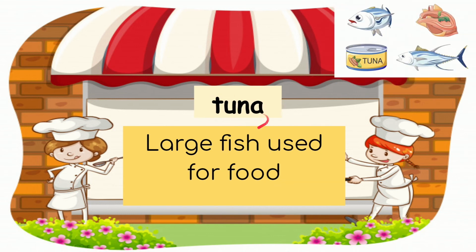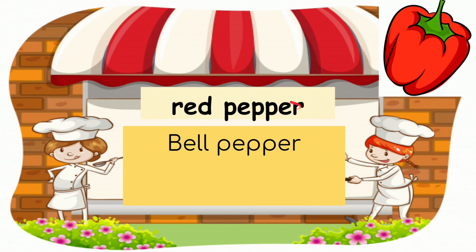Tuna. What is a tuna? It's a large fish used for food. As you can see, here is a tuna. Some of you would like a tuna sandwich or other food made of tuna. Okay, the next one, red pepper, is also known as bell pepper or capsicum. This one, Sally used it for her pizza.